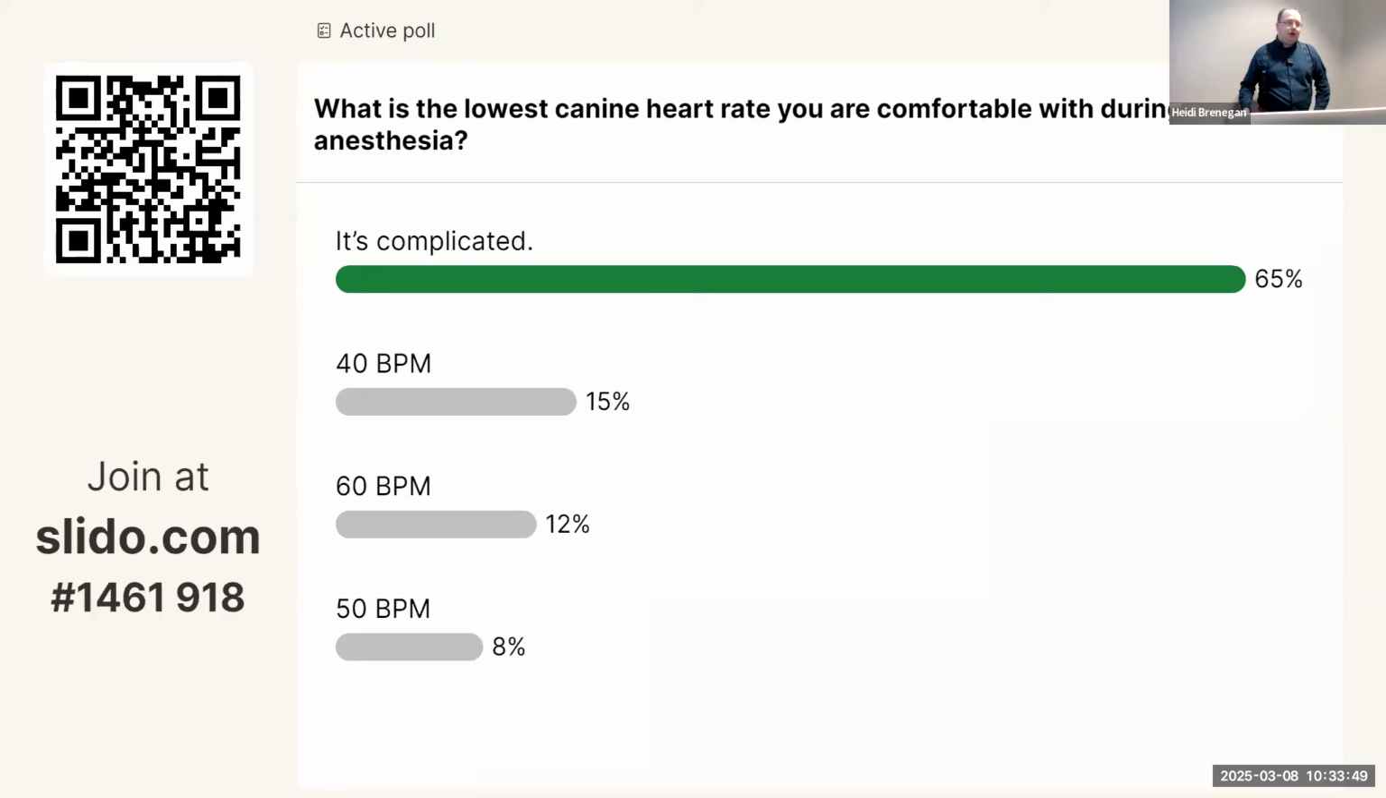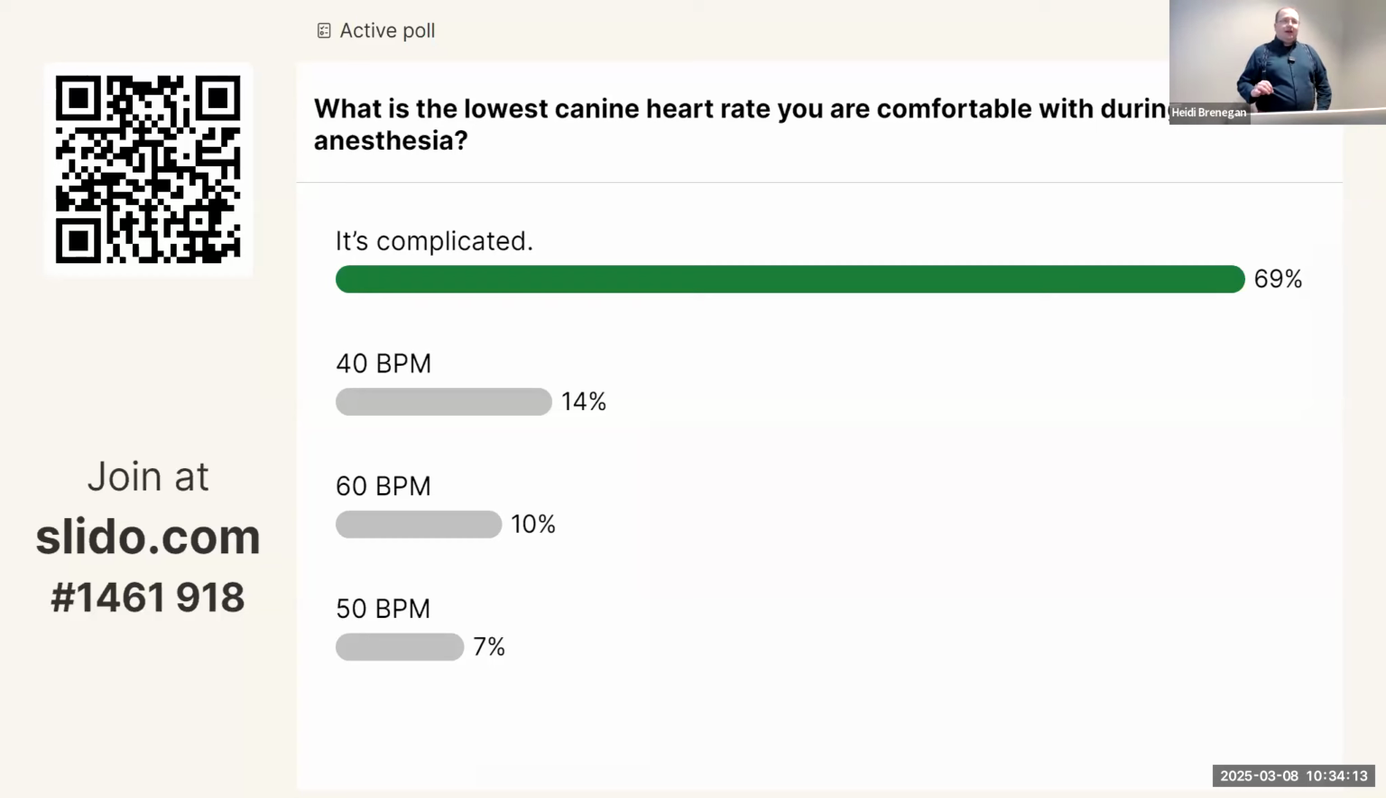A healthy heart in a dog, if you have a hunting dog, a working dog, might beat at 40 beats per minute and be perfectly adequate at creating cardiac output, maintaining blood pressure. An unhealthy heart isn't going to be able to manage that. So if you have a dog with heart disease and their heart rate gets that low, their blood pressure is generally going to drop. And that's going to be your tip off that you need to raise the heart rate.